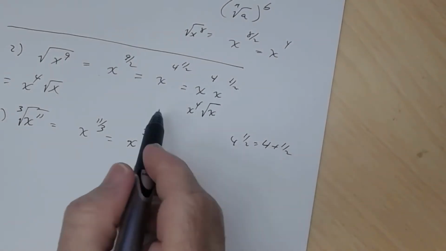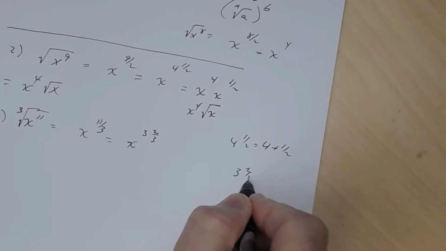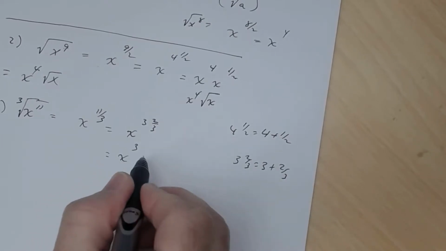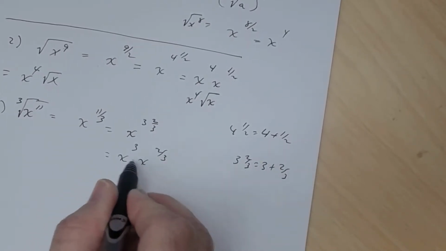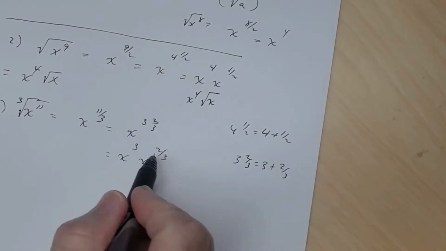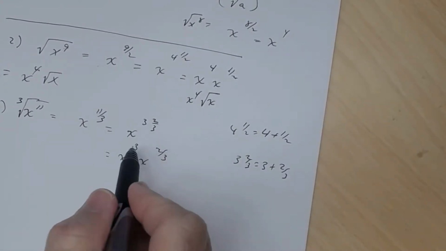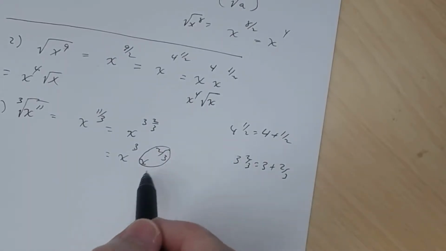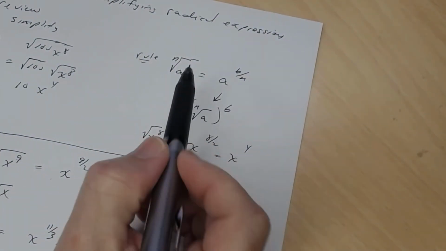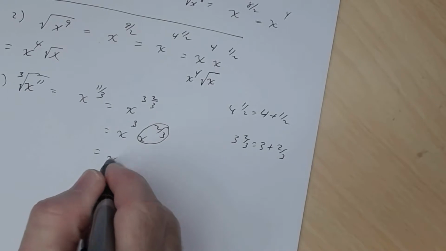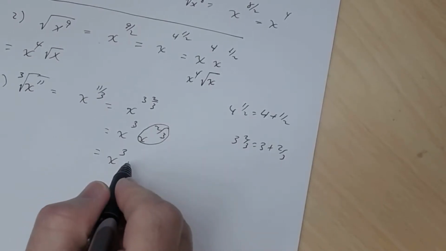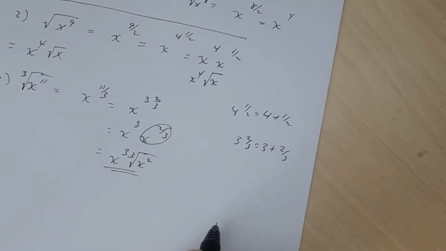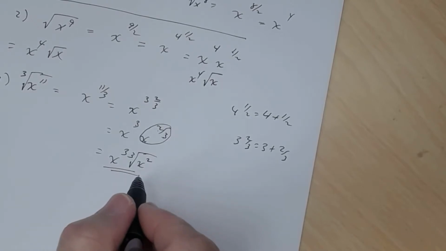And so, just like we did here, x to the 3 and 2/3, remember 3 and 2/3 means 3 plus 2/3. And so this becomes x to the 3rd power times x to the 2/3, because when you multiply like bases, you add exponents. So this right here is this. And now this is a whole number part. Now what we have to do is rewrite the rational exponent part back as a radical. So this becomes x to the 3rd power times, remember your denominator is your index, the cube root of x squared. And so there's your answer: x to the 3rd power times the cube root of x squared.